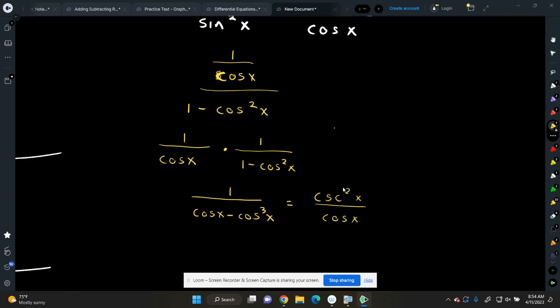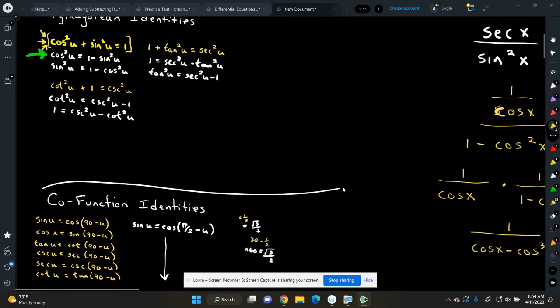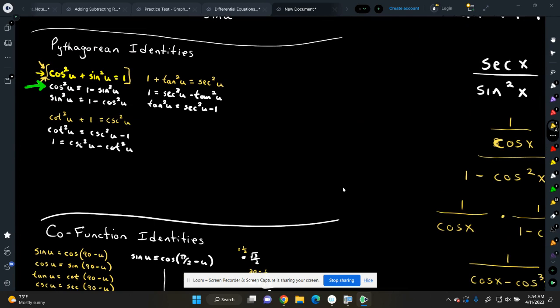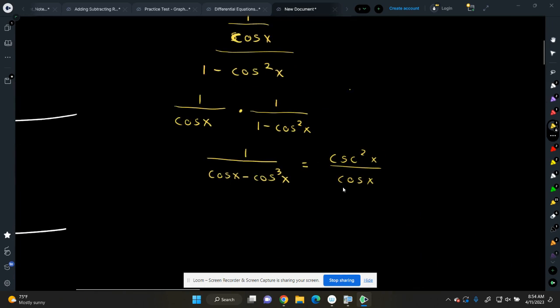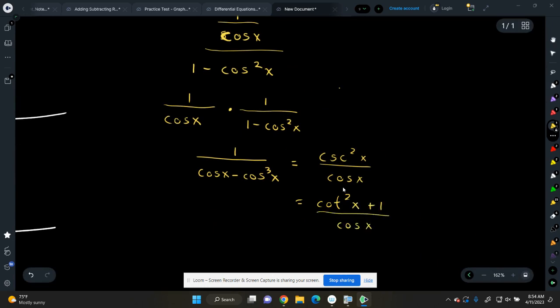So what do we know about cosecant squared x? Where's my Pythagorean? Cosecant squared x is 1 plus cotangent squared x, right? Is that helping me any? That is not helping me any.